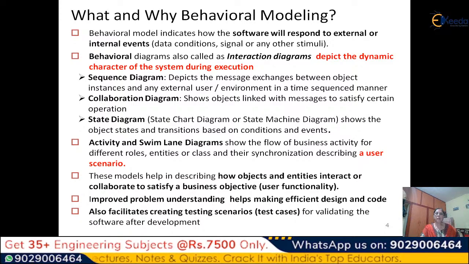So in the sequence diagram, we depict the exchange of messages between objects, that is the instances of the class, and any user from the user environment. If any external user is also there, then how these objects and the external users exchange the messages to satisfy a certain objective. In collaboration, we show the objects linked with messages to satisfy a certain operation.